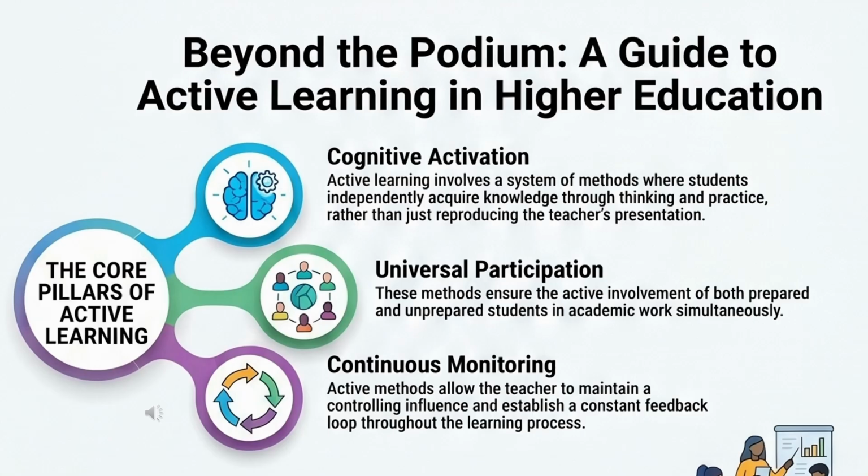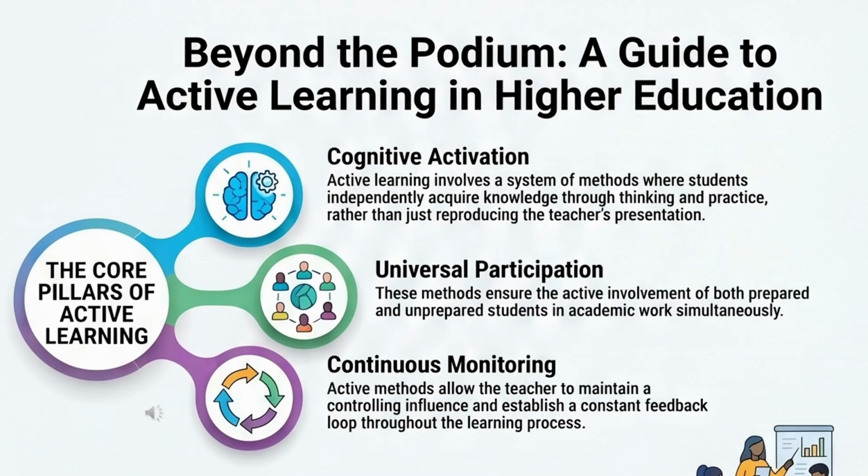The present slide develops the previous idea by moving, as the title suggests, beyond the podium. In other words, active learning in higher education requires a reconsideration of the teacher's role. The university lecturer is no longer merely a source of information. Instead, the lecturer becomes an organizer of cognitive activity. The page 3 diagram identifies 3 core pillars of active learning.